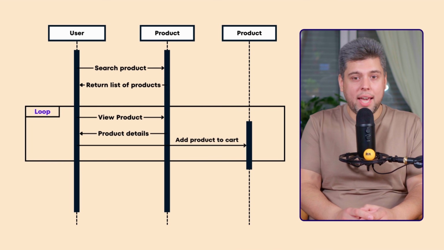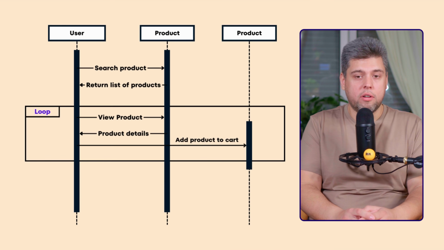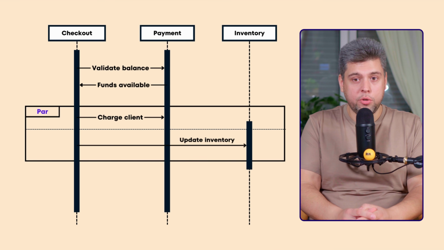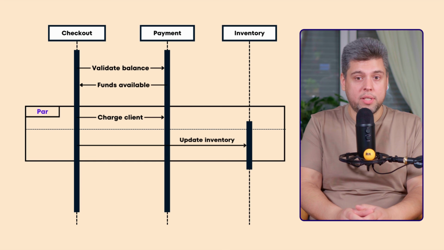For example, adding multiple items to the cart would be represented using a loop fragment, since this action can occur repeatedly until checkout. The parallel fragment allows parallel execution of actions, which is useful when multiple tasks happen simultaneously. For example, if inventory updates and payment processing happen simultaneously during checkout, we could use a par fragment to represent these parallel actions. Now that we've covered all the elements in detail, let's create an example of a UML sequence diagram.